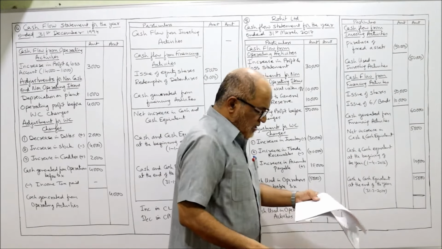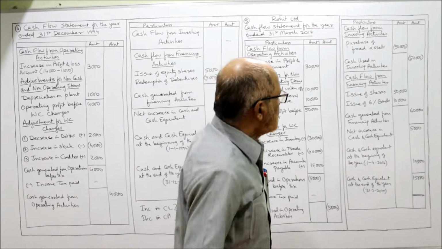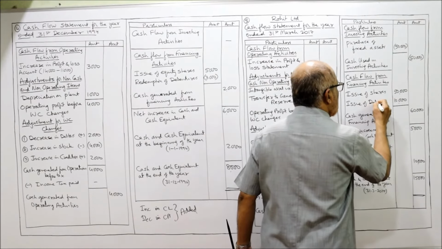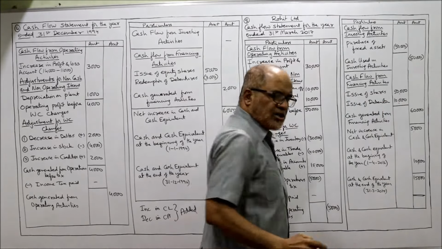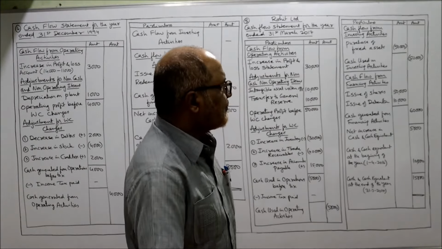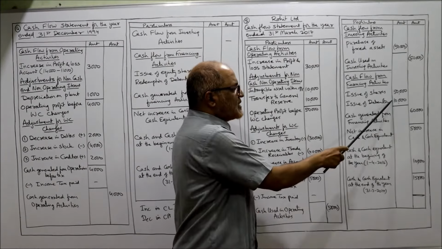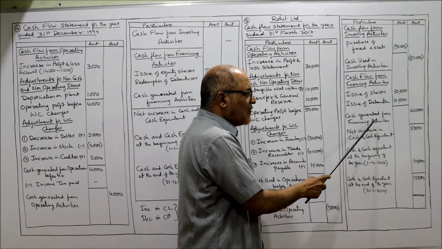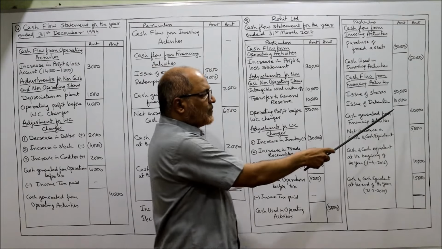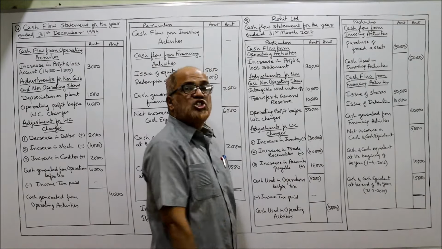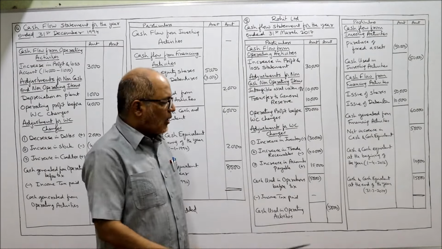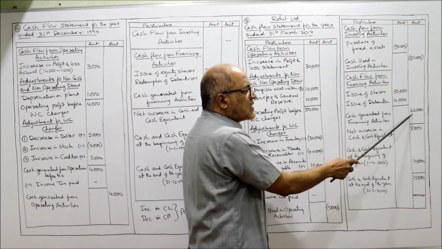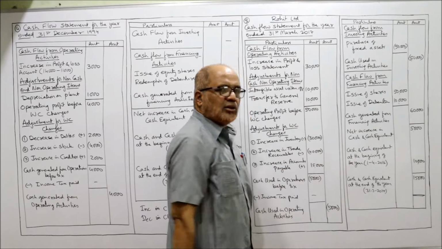Here debentures are given, not bonds. Actually bonds and debentures are similar. So issue of debentures 10,000. Total 60,000 in the outer column. So this is the cash generated from financing activities. It is positive, that's why I am using the word generated. Now see the outer column: minus 5,000, minus 50,000, plus 60,000. You will get positive 5,000.